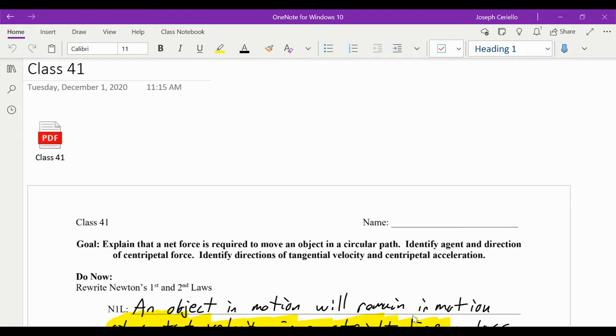So our goal for class 41 is to explain that a net force is required to move an object in a circular path and identify agent and direction of centripetal force. Identify directions of tangential velocity and centripetal acceleration.